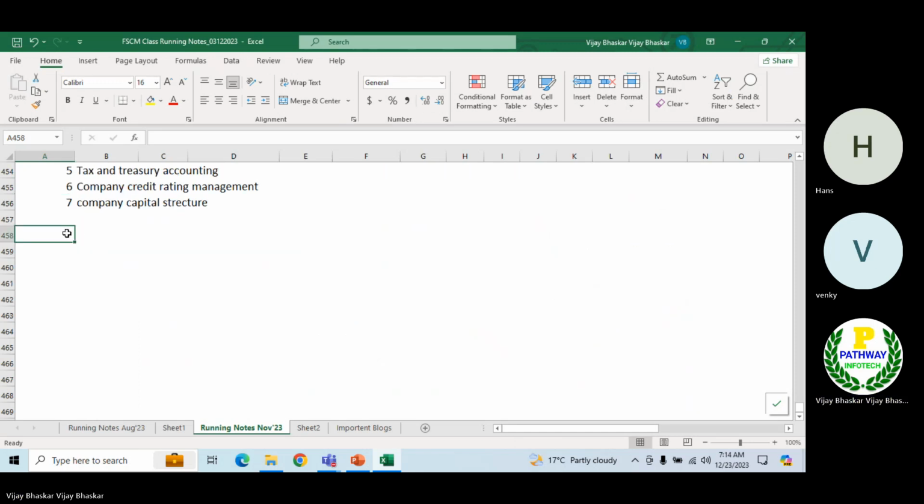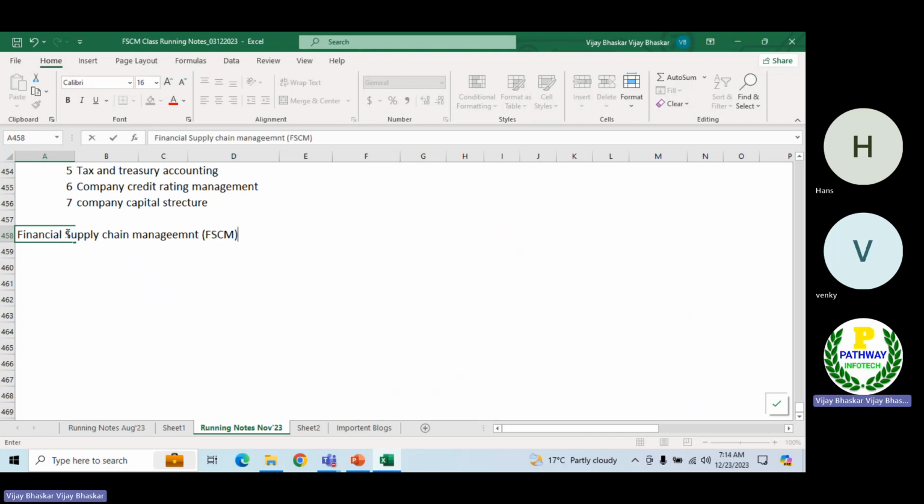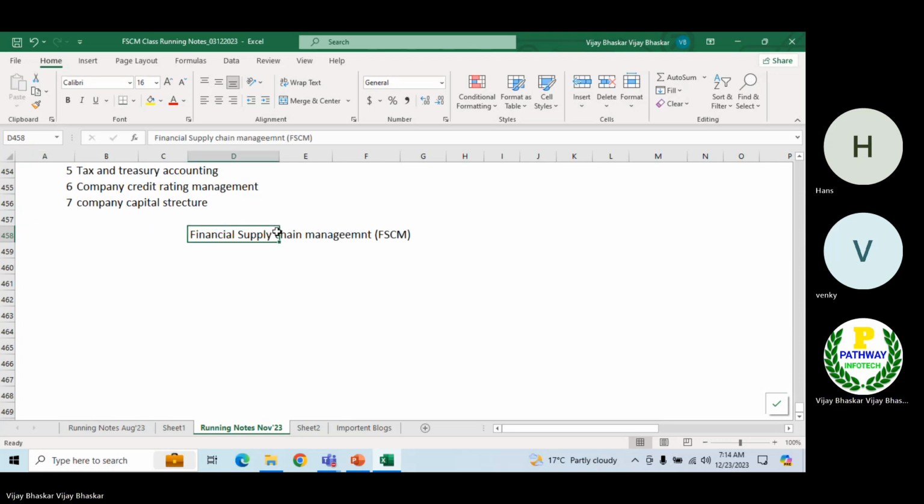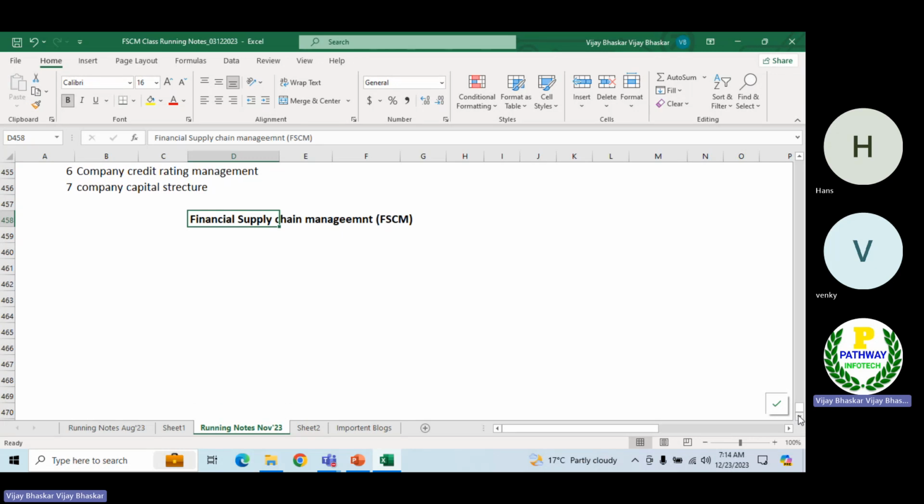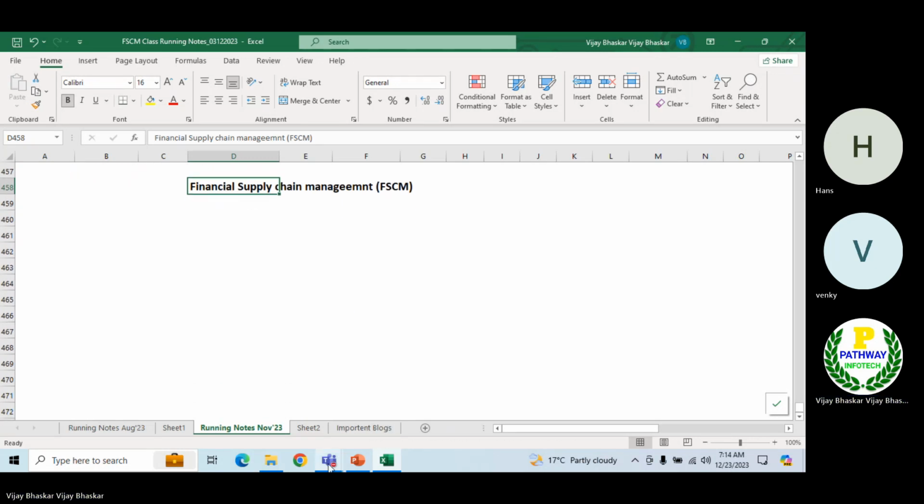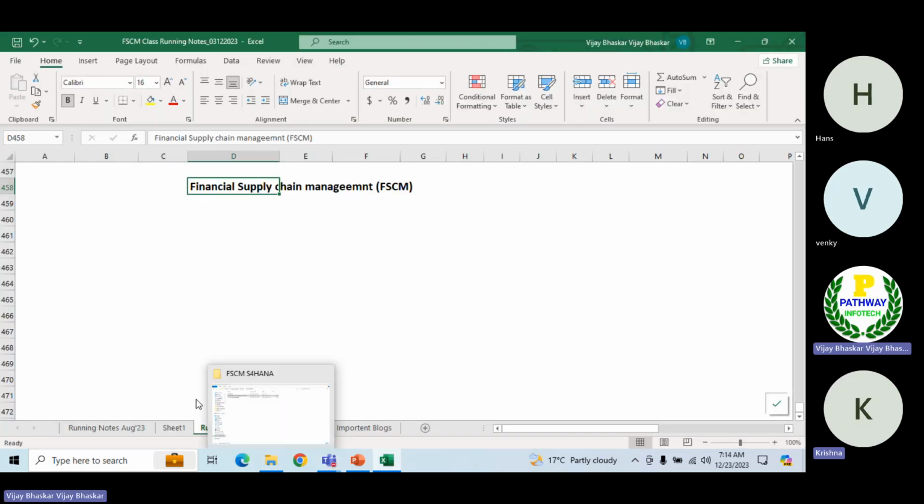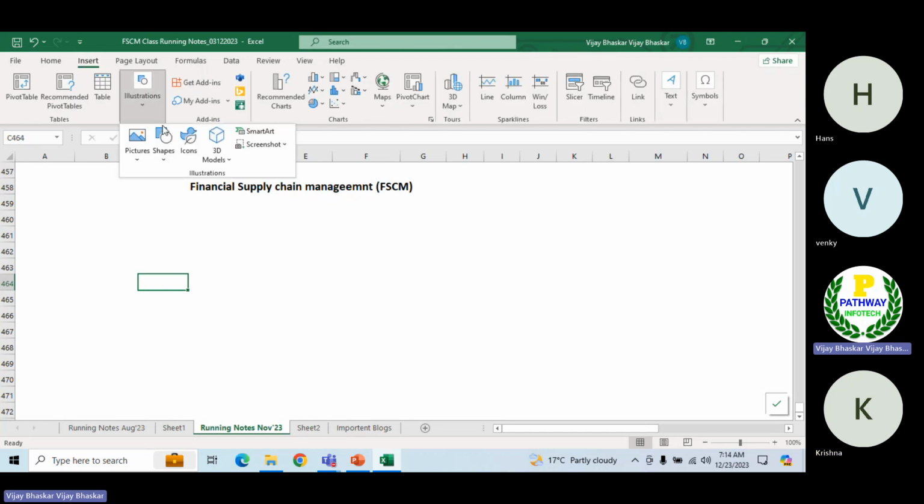Treasury is a part of financial supply chain management, FSCM. Under FSCM, people think that Treasury and risk management are separate, and FSCM is separate. But absolutely that is wrong. Let's see. FSCM has been divided into two parts.